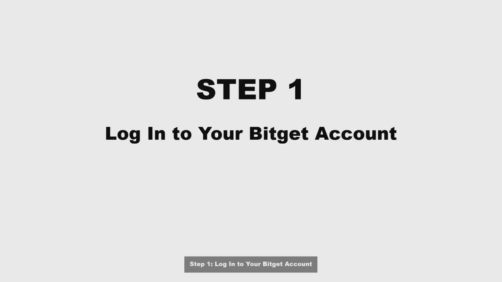Two-factor authentication (2FA) adds an extra layer of security to your Bitget account. This guide will walk you through the steps to enable 2FA for your account. Step 1. Log into your Bitget account. Start by visiting the Bitget website and logging in with your username and password. Ensure you are using a secure and private internet connection.